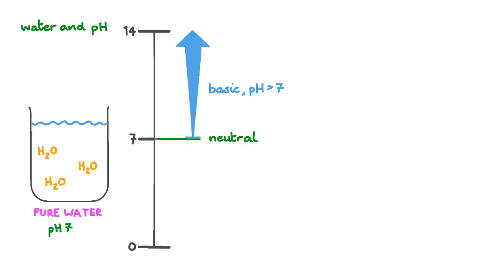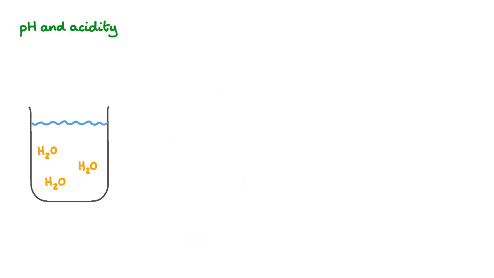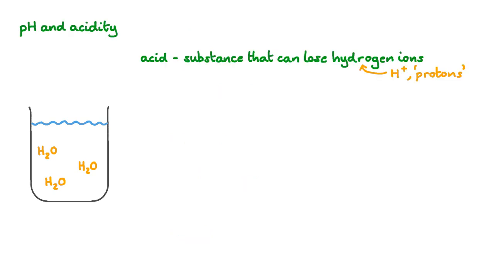A solution with a pH greater than 7 is basic, and a solution with a pH less than 7 is acidic. But what exactly does acidity mean? Generally, an acid is a substance that can lose hydrogen ions. Generally, we use water as a reference. This particular type of acid is known as a Bronsted-Lowry acid.